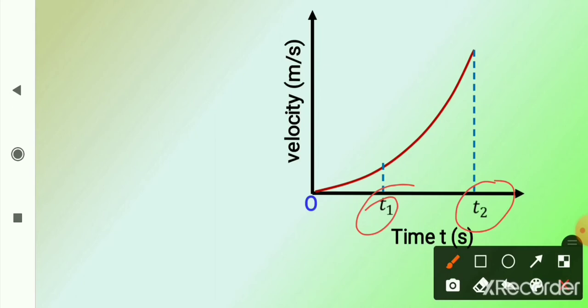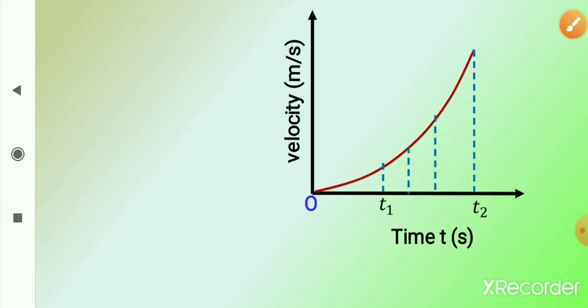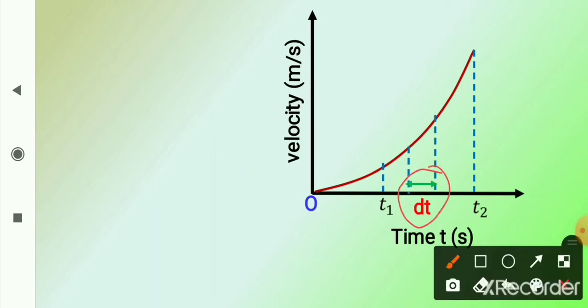So for that what we do is we will divide the whole area into very thin strips. इस पूरे एरिया को, पूरे टाइम इंटरवल को हम बहुत छोटे छोटे टाइम इंटरवल्स में डिवाइड कर देंगे. And then we will consider a very small time interval. Look at it. So I have considered a very small time interval dt here. और इस टाइम इंटरवल के लिए थोड़ी देर के लिए हम मान लेंगे कि हमारी वेलोसिटी कांस्टेंट है. See, this time interval is extremely small, तो इसके लिए हम इस वेलोसिटी को कांस्टेंट मान सकते हैं.